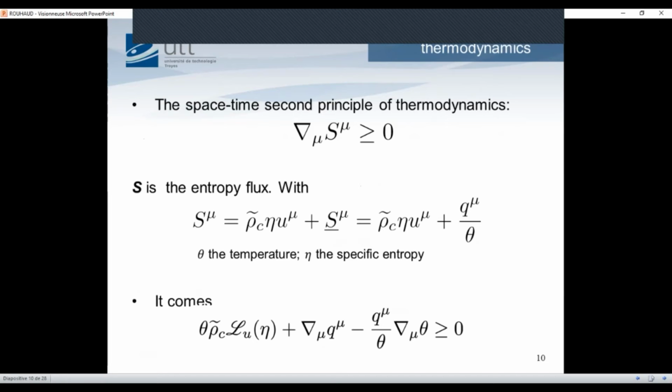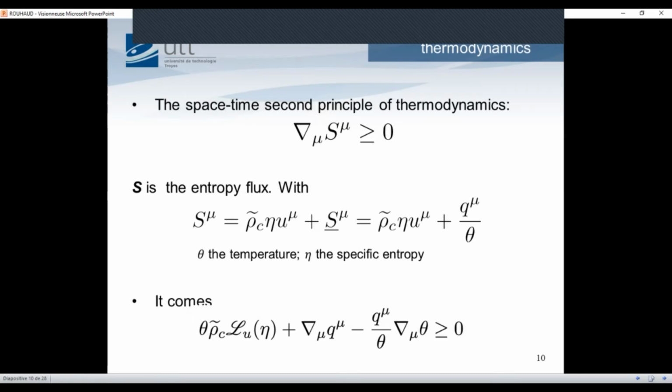The second principle that I want to look at is the second principle of thermodynamics, which is generalized as the divergence of the entropy flux S being greater than or equal to zero. So S is the entropy flux, and we decompose this flux in time and space. We can see that a scalar eta appears, which we call the specific entropy.